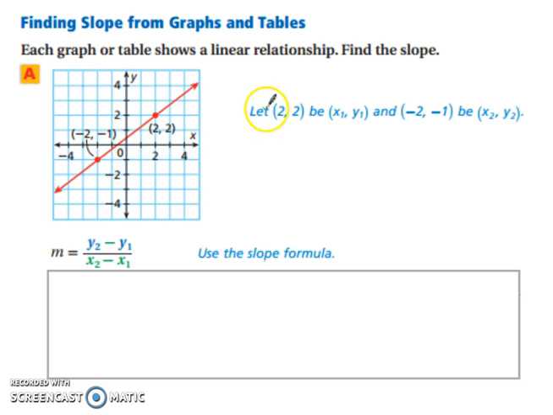So we've got 2, 2 as one point, and negative 2, negative 1 as the other. So we can go negative 1 minus 2 over negative 2 minus 2. And when we reduce, we end up with negative 3 over negative 4, which is the same as 3/4. So there's our slope.